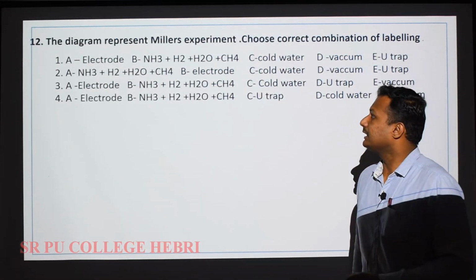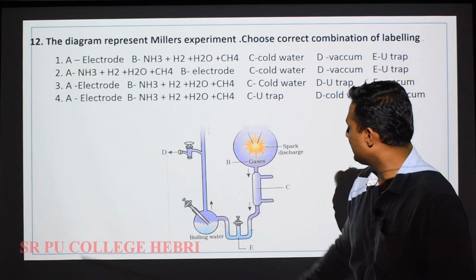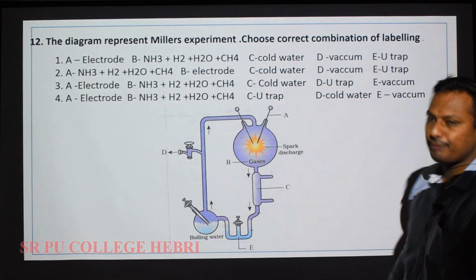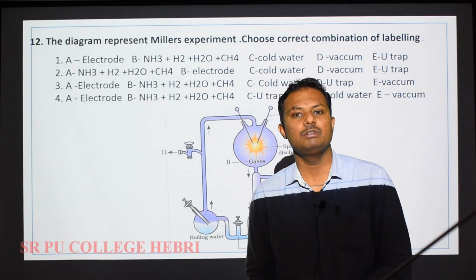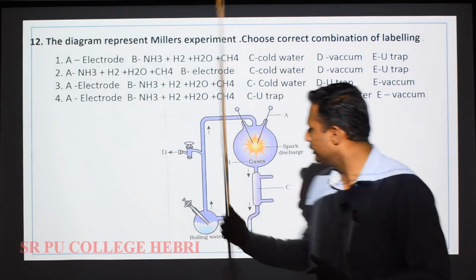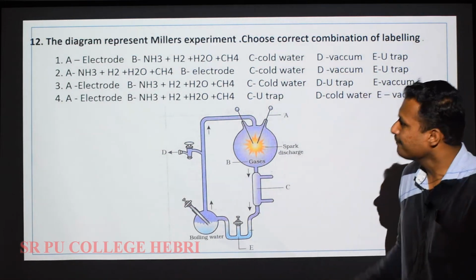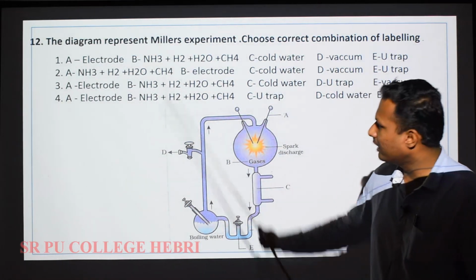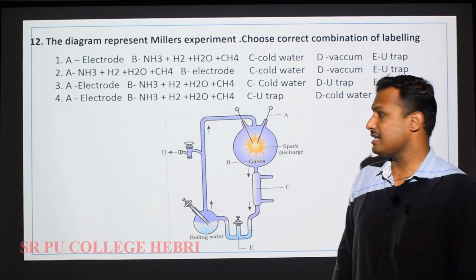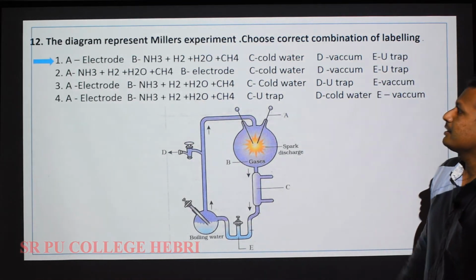12th one, the diagram represents Miller's experiment. Choose the correct combination of labeling. These questions can be very easy. You have already practiced all the diagrams for your board examination, and you should know the proper labelings of this, and I hope you can answer. So take a little bit of time and try to answer this question. Which is the right answer? Yes, the answer is the first one.